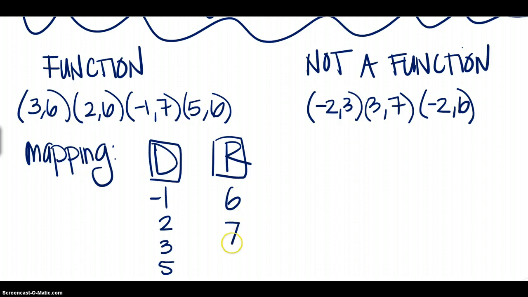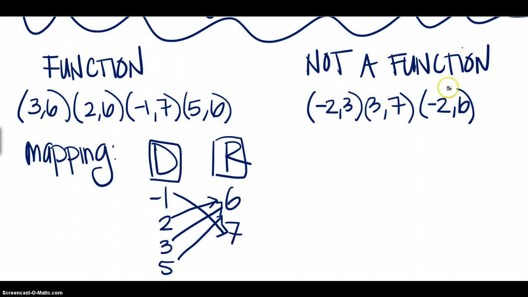So I'm just going to put 6 and 7. Okay, so let's go in order. 3 goes to 6, so I'm going to draw an arrow. This is a mapping. 2 also goes to 6. -1 goes to 7. 5 also goes to 6. So this is a function. There are no x values repeated, but the y values are, which is okay.